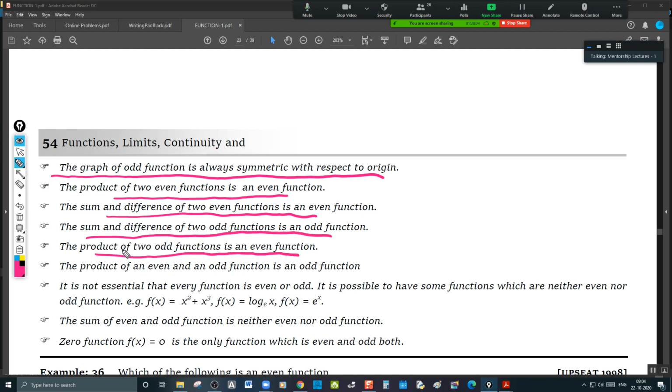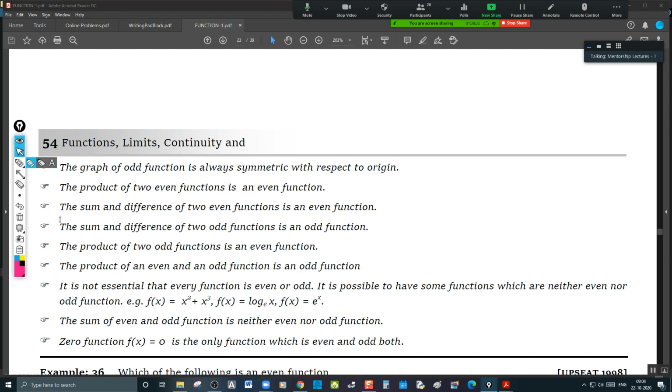The product of an even and odd function is again an odd function, like plus into minus, a minus into minus, like that. Okay. The sum of even and odd function is neither even nor odd. Zero function is the only function which is both even and odd. It's a zero function. Okay.